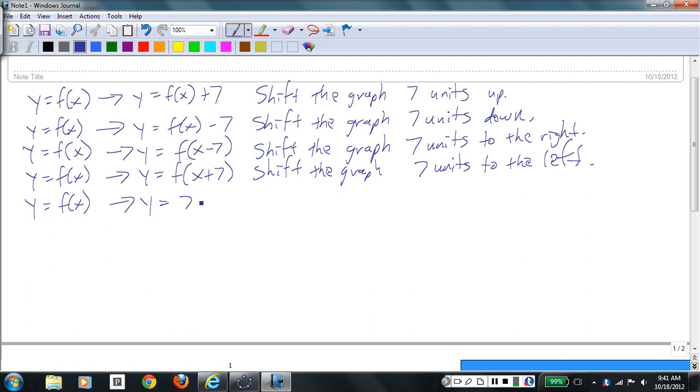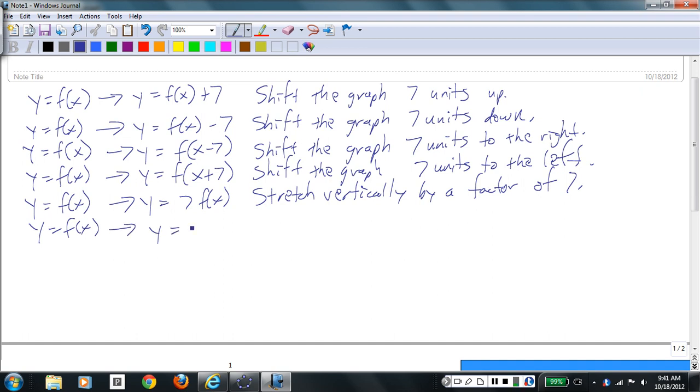Y equals 7 times f of x. We're going to stretch the graph vertically by a factor of 7. And y equals f of x. Y equals 1/7 f of x. We're going to shrink the graph vertically by a factor of 1/7.